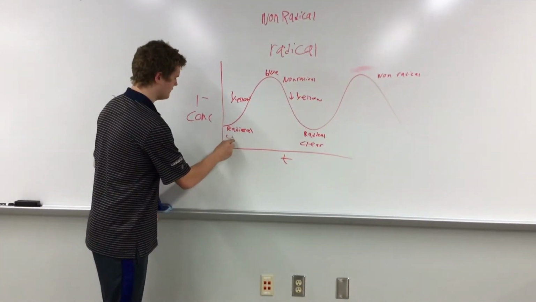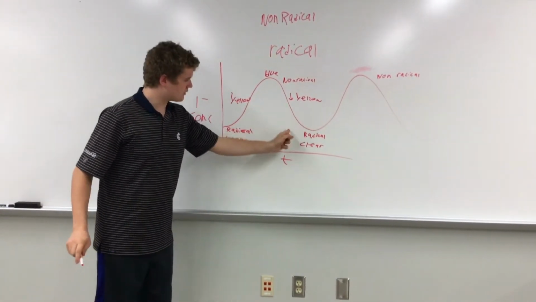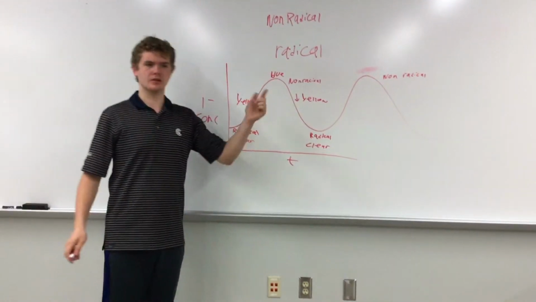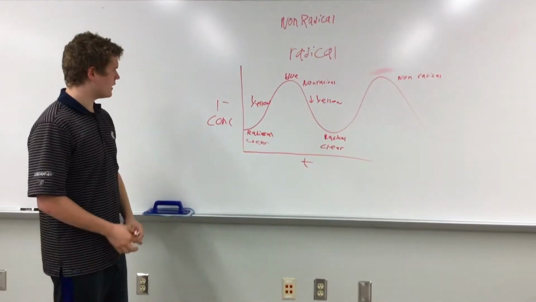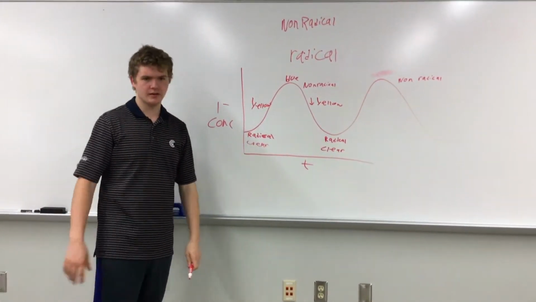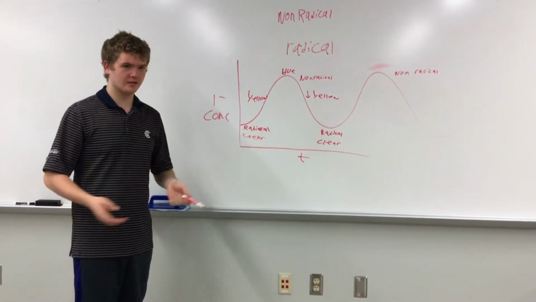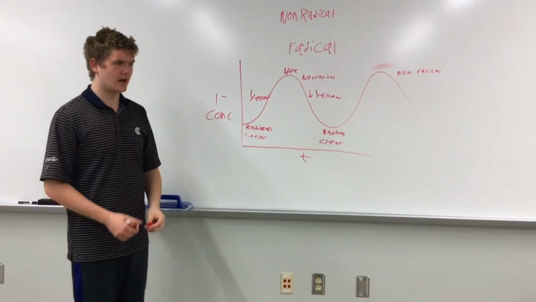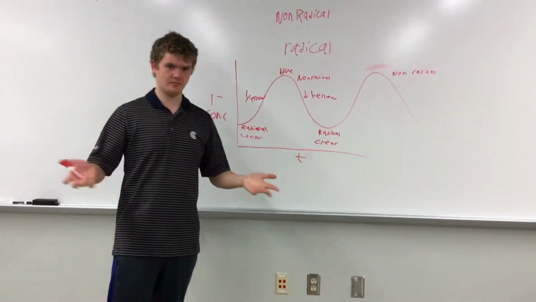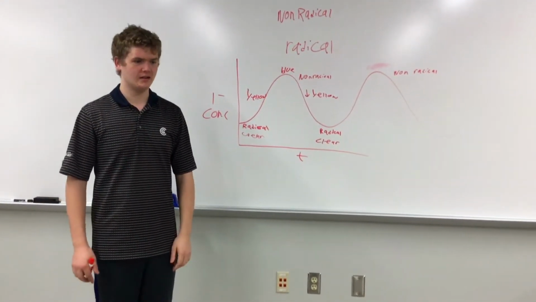So we go clear, yellow, blue, clear, yellow, blue, clear, back and forth between the non-radical and radical. And eventually, either the iodide will be used up entirely or the malonic acid will be used up, and the entire reaction will just stop, and we'll be left with this brown mixture of iodine.